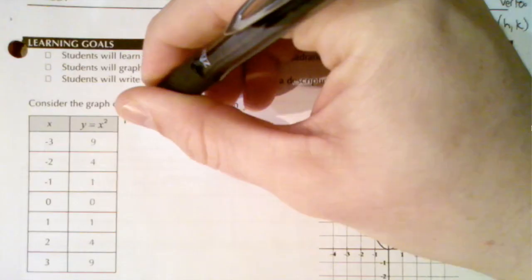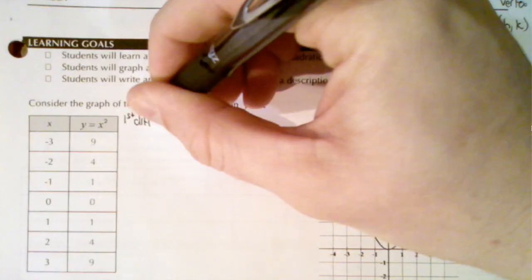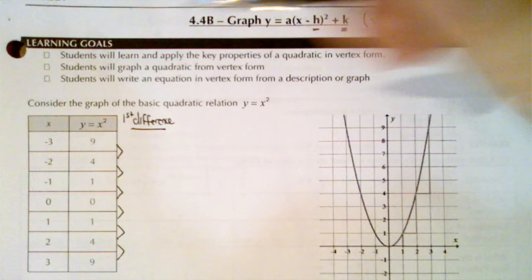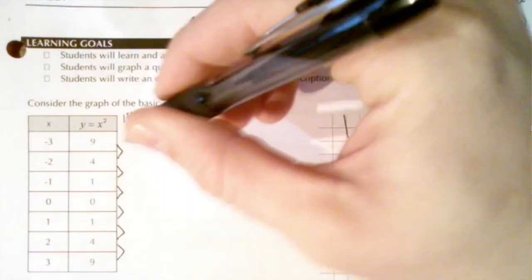Now, in a previous lesson, we discussed the idea of a first difference. The first difference is the change in the y's. So we're going to look at the first differences. Now we know, since it's a parabola, that they won't be the same number, but if we do a little bit of math, 9 to 4 is down 5, 4 to 1 is down 3, 1 to 0 is down 1, 0 to 1 is up 1, 1 to 4 is up 3, and 4 to 9 is up 5.